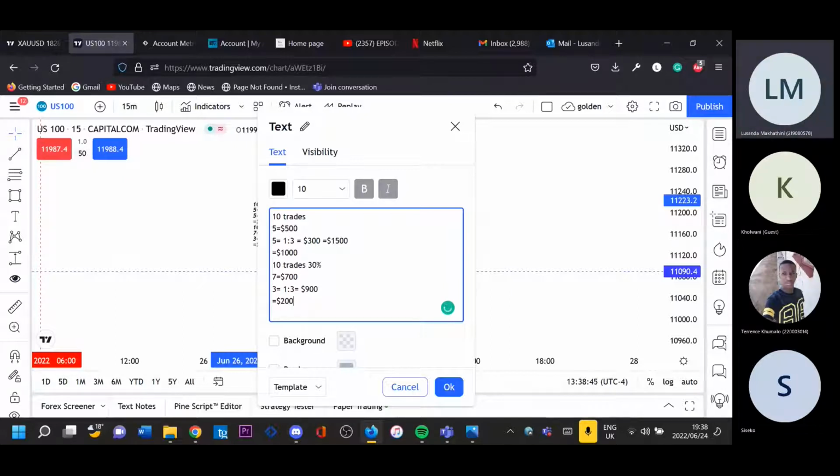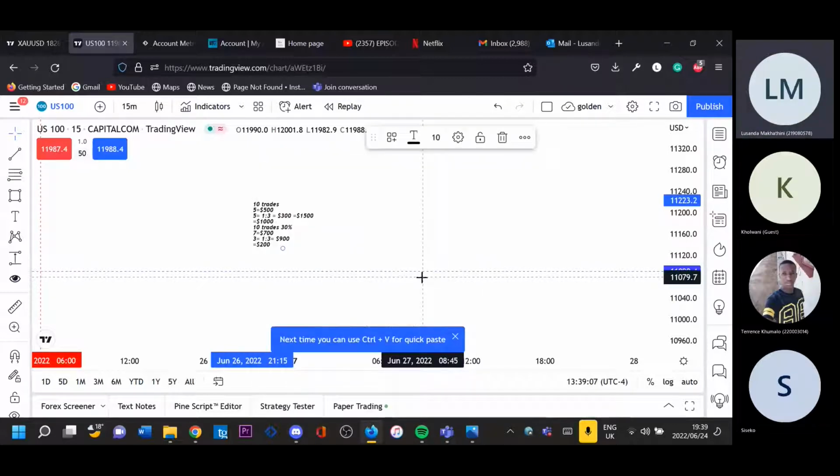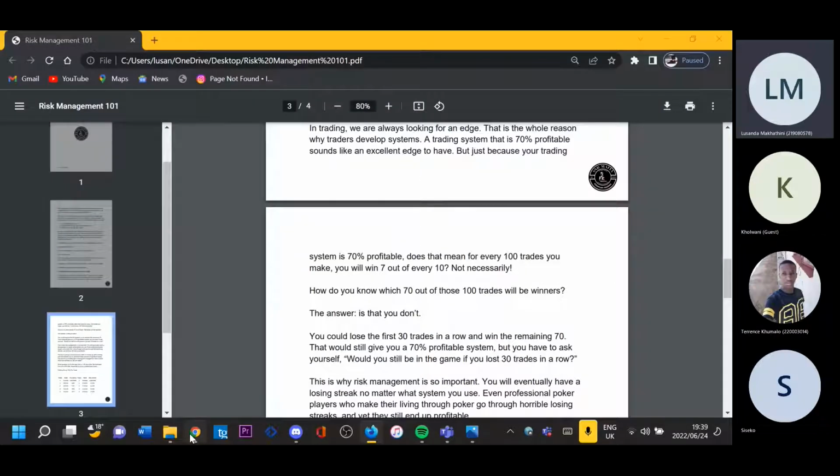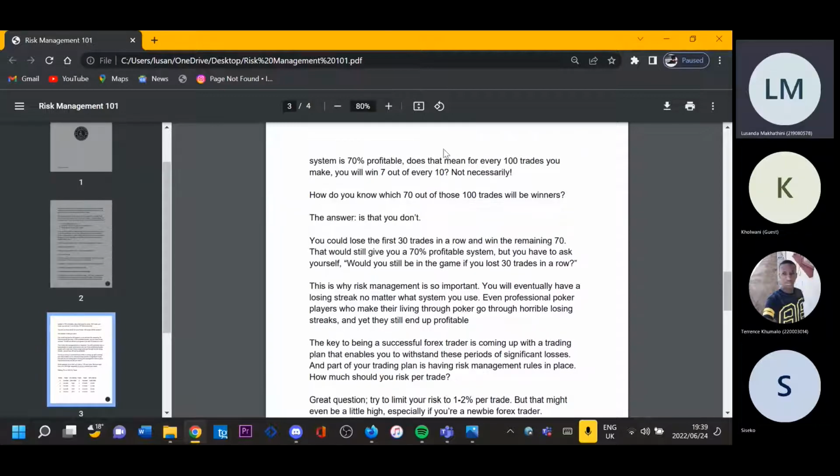So you see, with great risk management, out of 10 trades, you can say a strategy is 50% profitable, but you can find that your first five trades are losses. With bad risk management, those five trades can actually take out your whole account, clean, and you don't even have the remainder of your capital to carry on trading. So risk management actually allows you to carry on trading. This is what I was actually talking about.